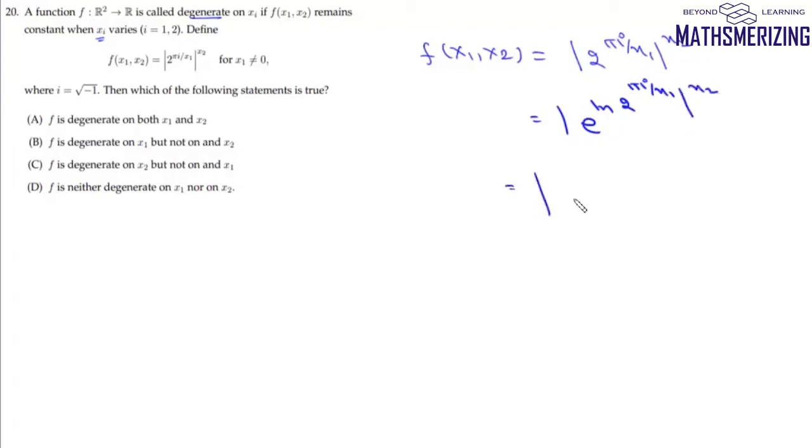So we can write this as e to the power. Now we'll take this power out. So it will be iota and then pi upon x1 log 2, and this is x2. Now e to the power iota theta, its magnitude is 1. So it will be 1 to the power x2, which is always 1. So this f of x1, x2 doesn't depend on x1 or x2. So it is degenerate on x1 and x2 both, and that's your option number A.